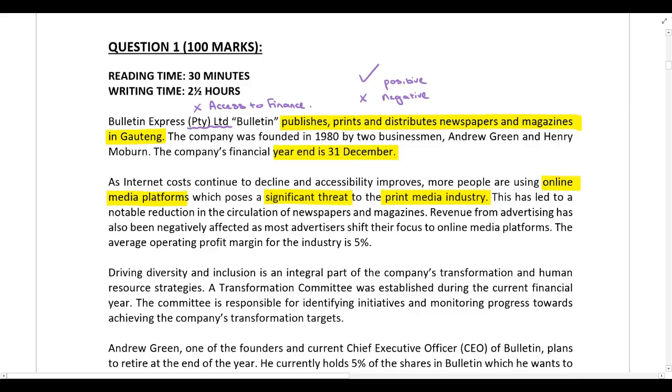All right, so because of advancements in technology and the internet more specifically, more people are choosing to read newspaper articles and magazine articles online instead of buying printed newspapers and printed magazines. So this is obviously also a negative factor for Bulletin because they are operating in an industry that is declining.